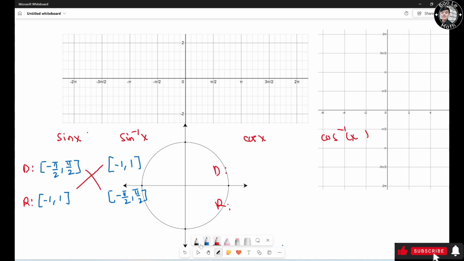Alright, the cosine function has the restricted domain. It's going to be the closed interval 0 to pi, right? The range should be negative 1 to 1. And then the cosine inverse of s has the domain negative 1 to 1. And the range should be the closed interval 0 to pi. Alright, so keep that in mind.